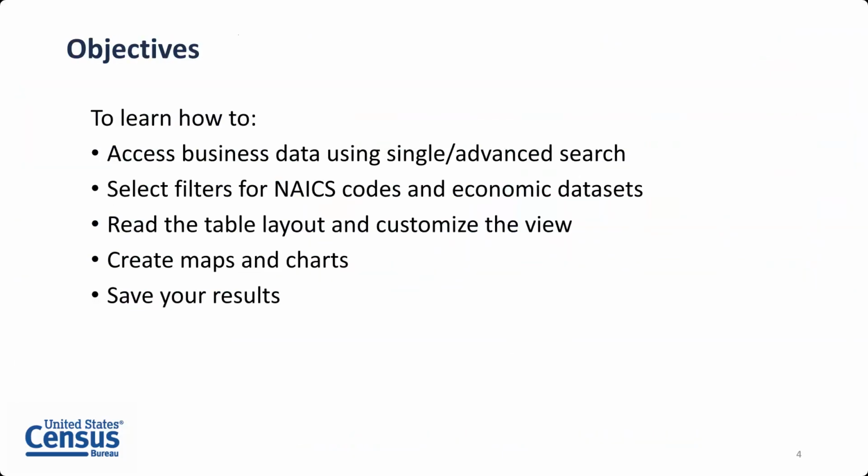All right, so with that background information, the focus for today is for you all to leave the session feeling comfortable being able to access business data using the single and advanced search on data.census.gov, being able to select filters for different NAICS industry codes and economic data sets. We'll spend quite a bit of time showing how to read and customize the table layout. And then we'll show how to visualize the data through maps, brand new charts, and how to save your results.